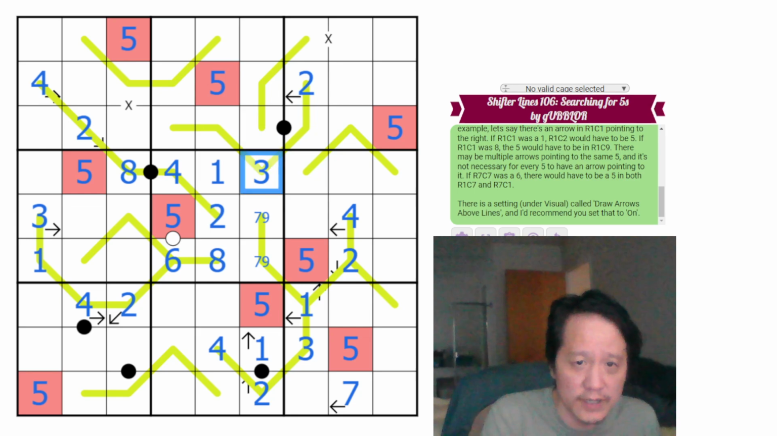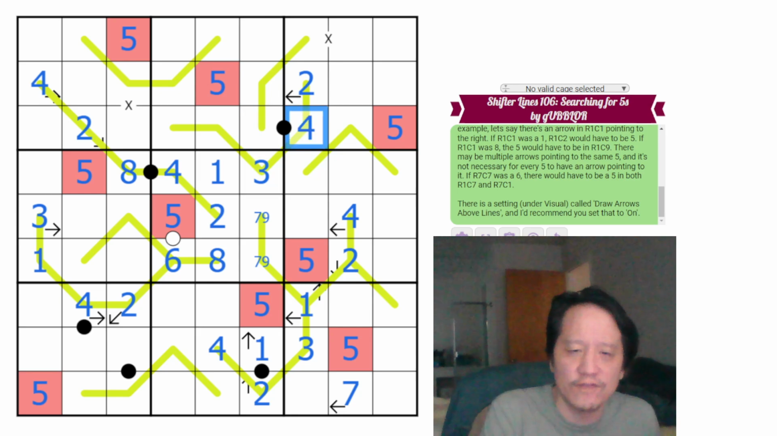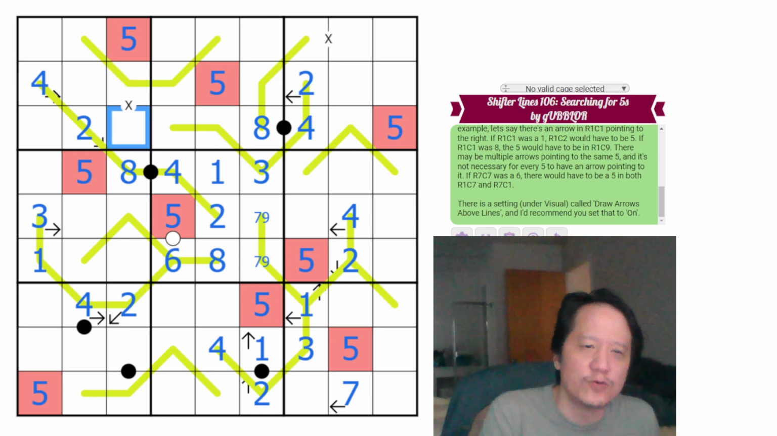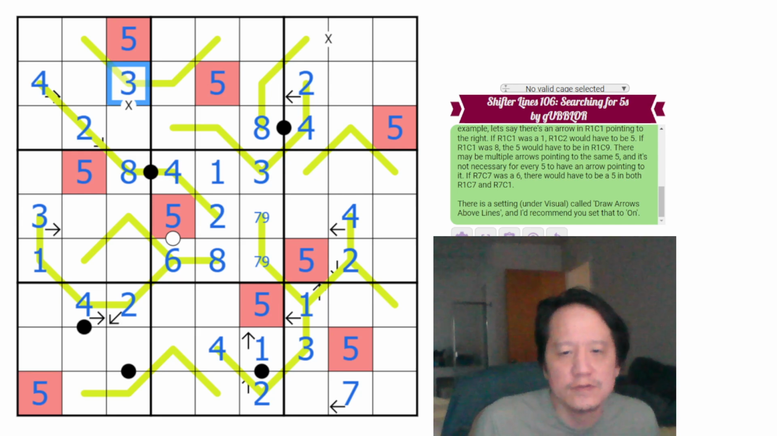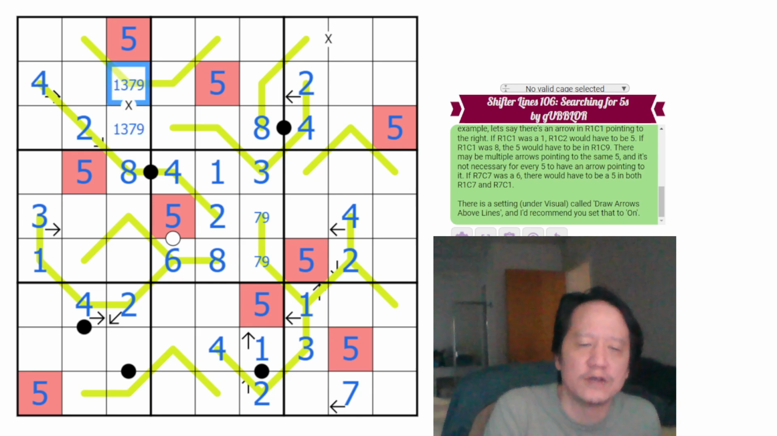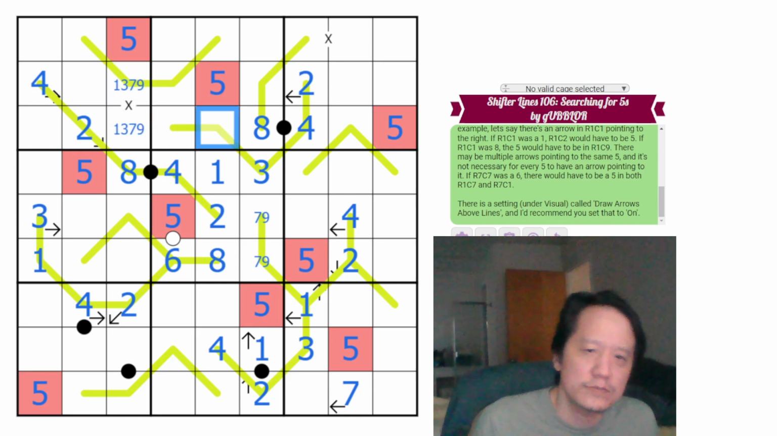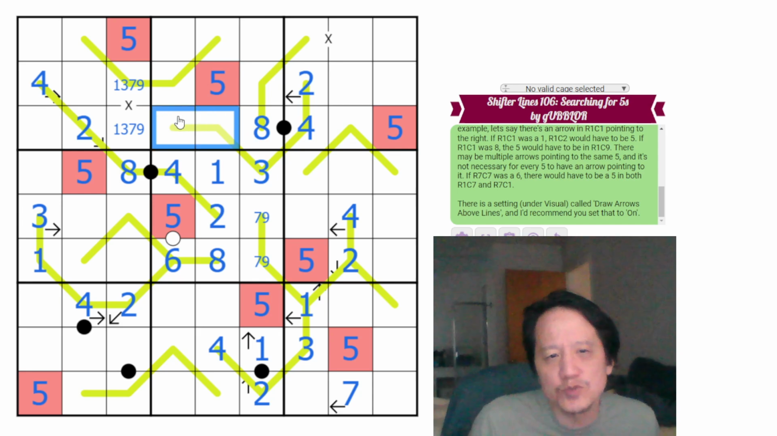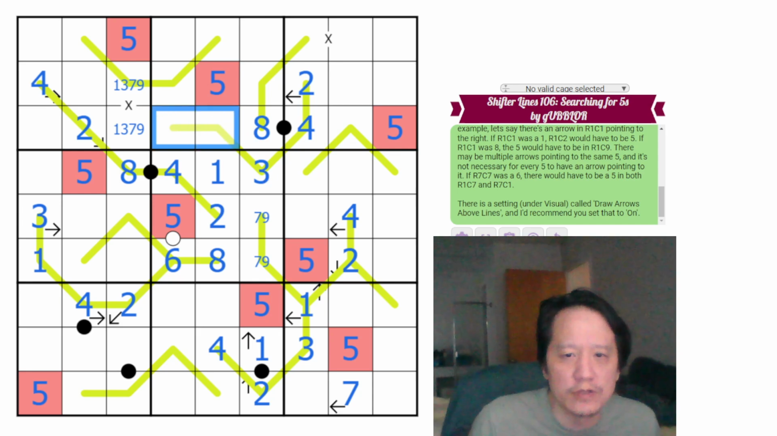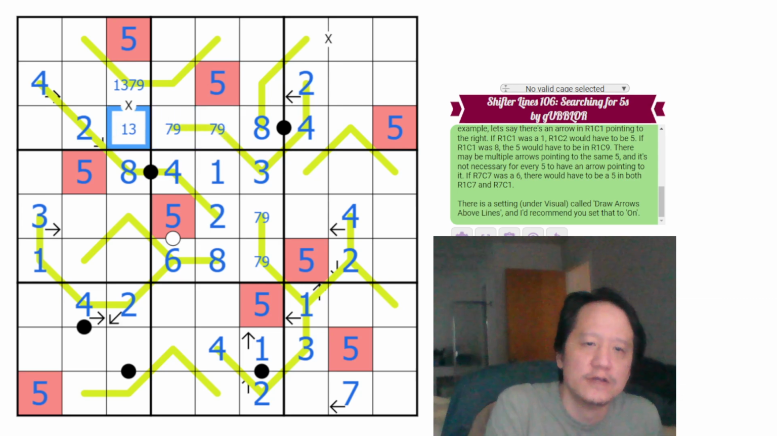This is 3. This is 2 and 4. So this has to be 8 because it can't be 2. This can't be 2, 8. Cannot be 4, 6. So this is 1, 9 or 3, 7. So this is 1, 3, 7, 9. This cannot switch parity, so it has to switch polarity. So this is 7, 9. So this is 1 or 3.